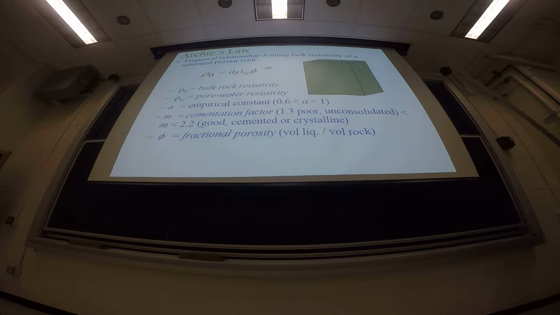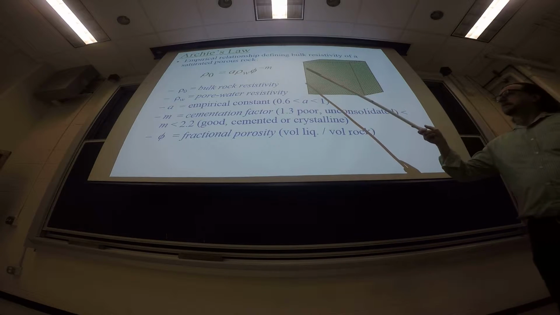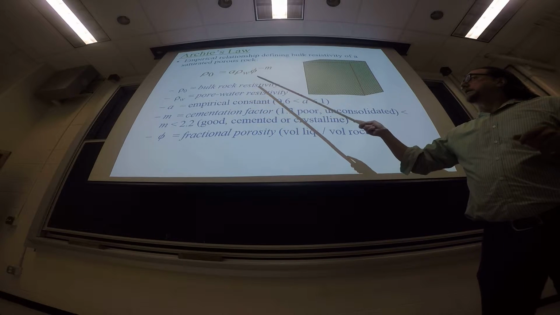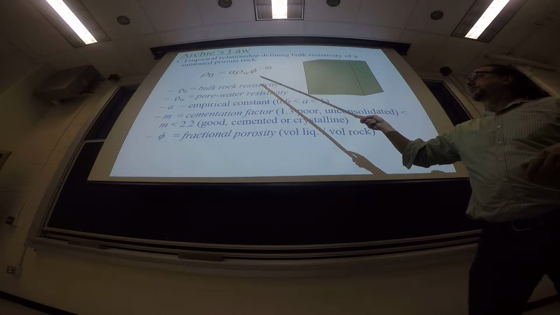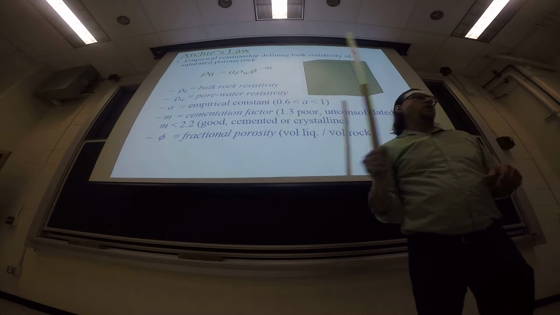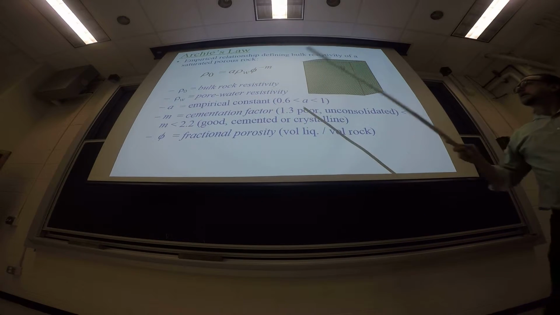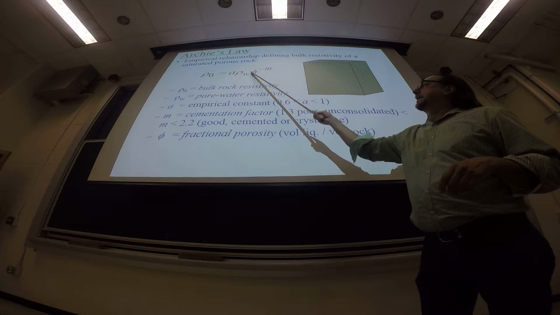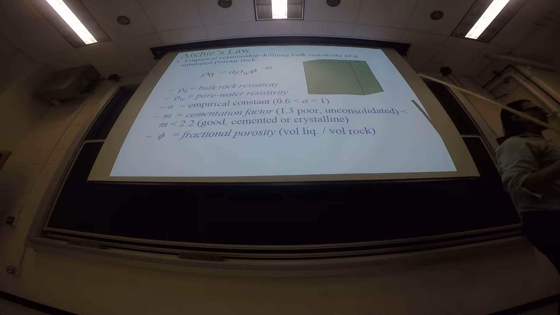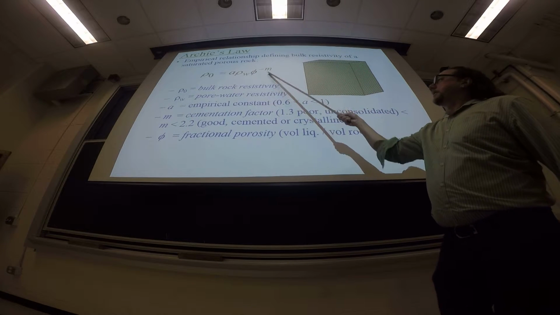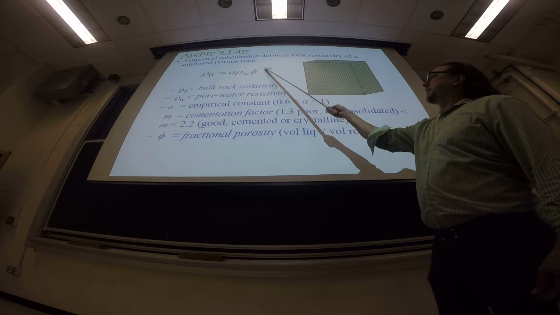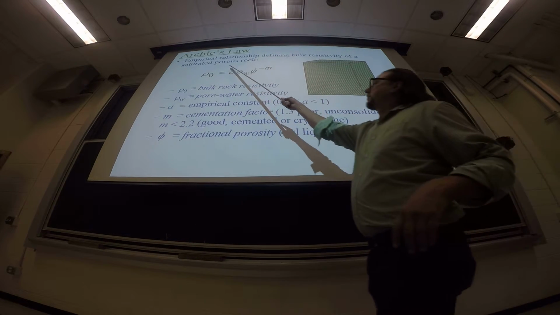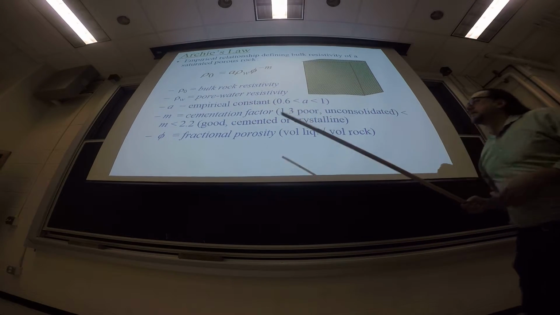What he really found was that the bulk rock resistivity that he measured was proportional to the resistivity of the water filling the pore space. It was directly proportional to the resistivity of the water and inversely proportional to the porosity of the rock to a power. So this is porosity raised to the minus m, so this is inversely proportional to the porosity. And there was some sort of fudge factor out in front.